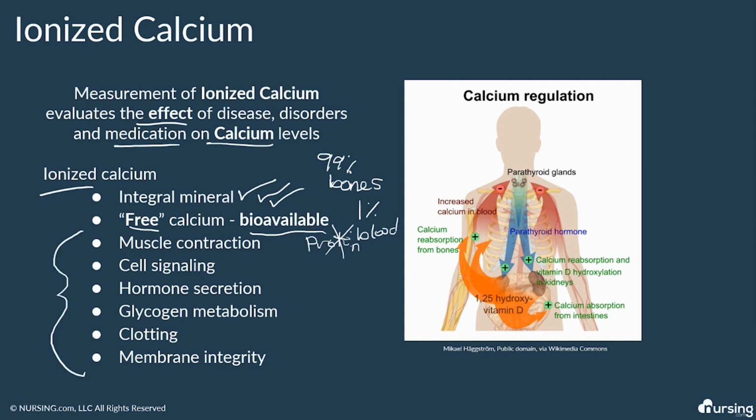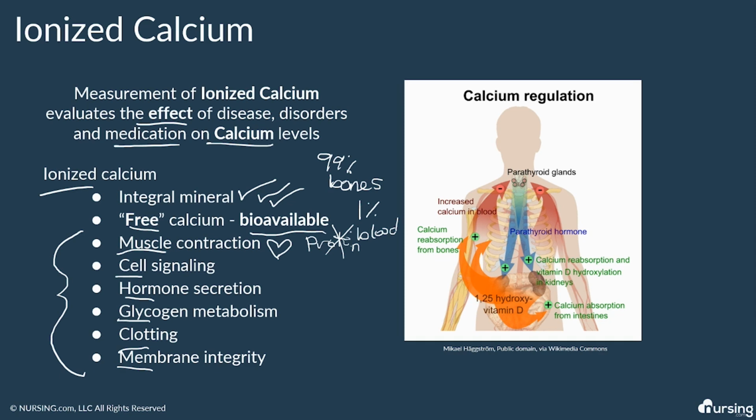Look at this list. It's needed for muscle contraction, like we know in our cardiovascular system, as well as in our muscles. It's a major part of cell signaling, hormone secretion, glycogen metabolism, blood clotting, and membrane integrity of our cells. So have I stressed enough how important it is?